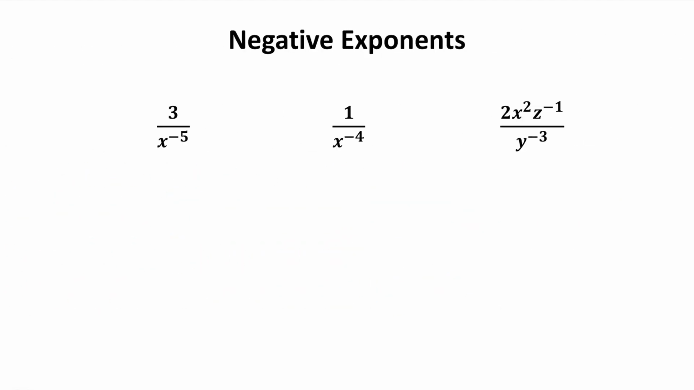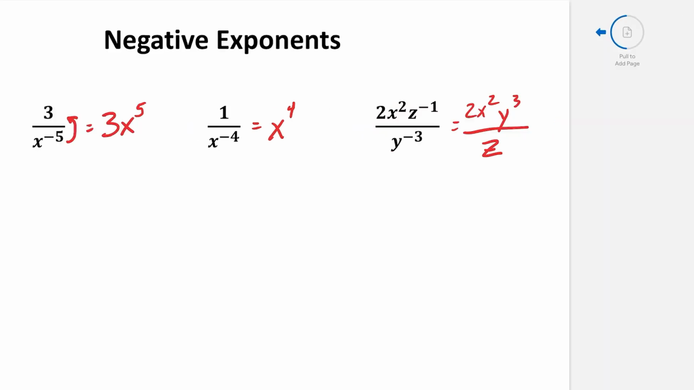Now let's look at what happens when we have a negative exponent on the bottom of a fraction, okay? You do the exact same thing, only you move it to the top. So this is just 3x to the 5th. We move the whole thing up and make it positive. This one, x to the 4th. This one, we're going to have 2x squared, and then the z and the y both have negatives. They're just going to switch places. So the y to the 3rd comes up top. The z goes on the bottom. It's z to the 1, which just becomes z. Okay.